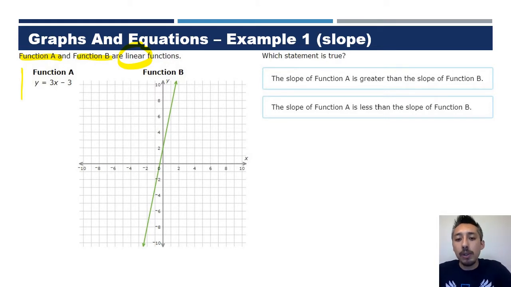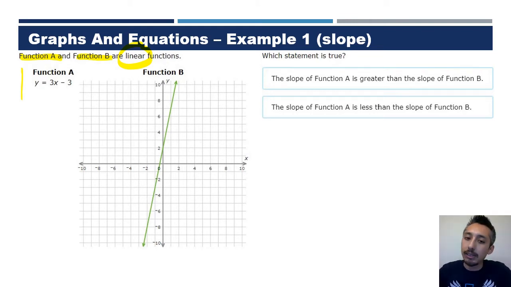If we look over to our question, we're being asked which statement is true. The first one says the slope of function A is greater than the slope of function B. And then the second option says the slope of function A is less than the slope of function B. Okay. So a few things that are important to make sure that we understand what the question is asking. Let's make sure that we underline a few things.